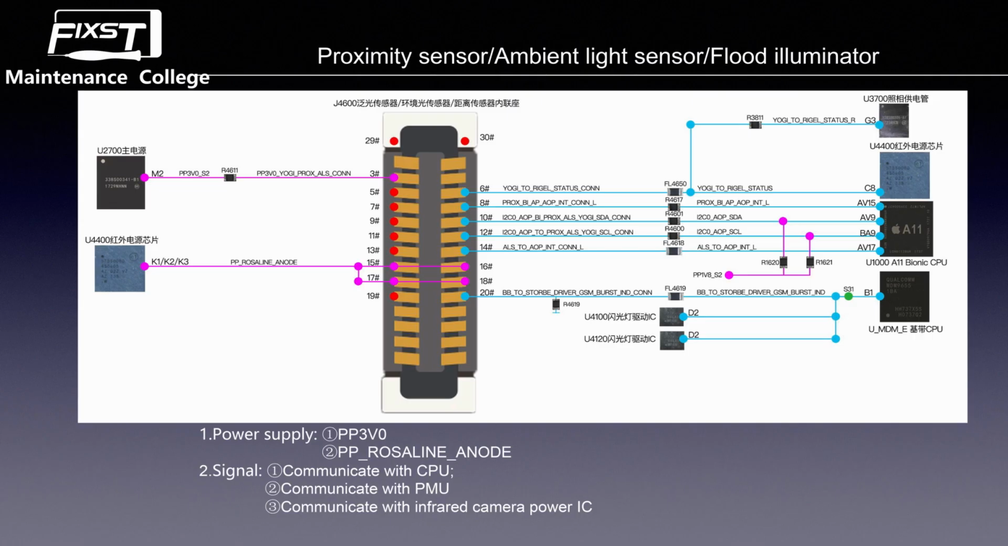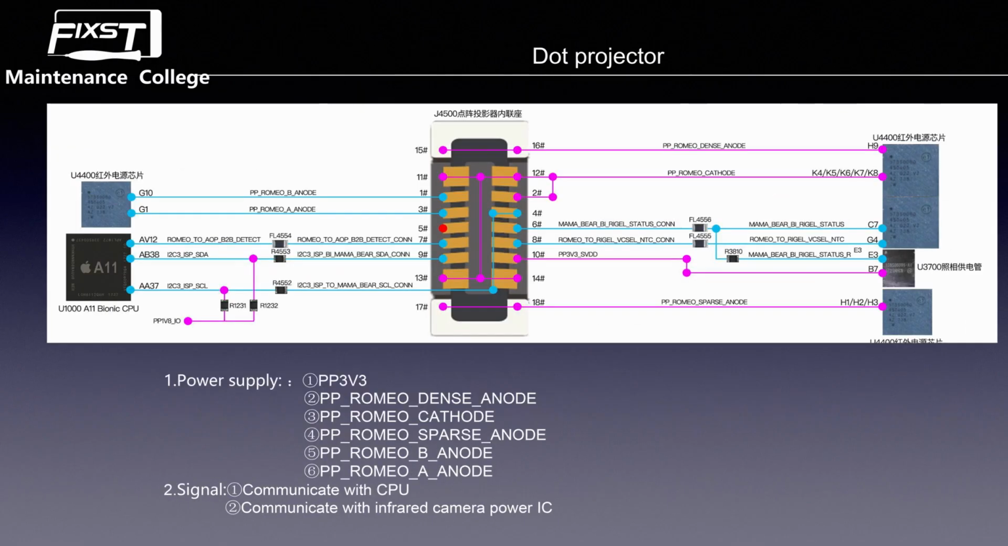And we see pin 6. This pin is the flood emitter status ready signal from U3700, the camera power IC, and U4400, the infrared power IC. Okay, now we are talking about the dot projector.